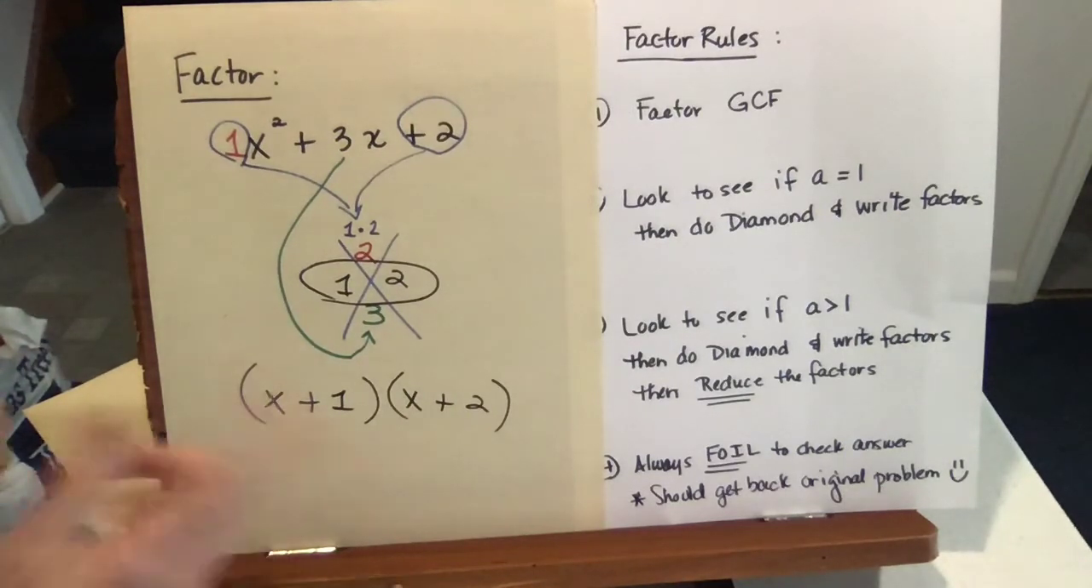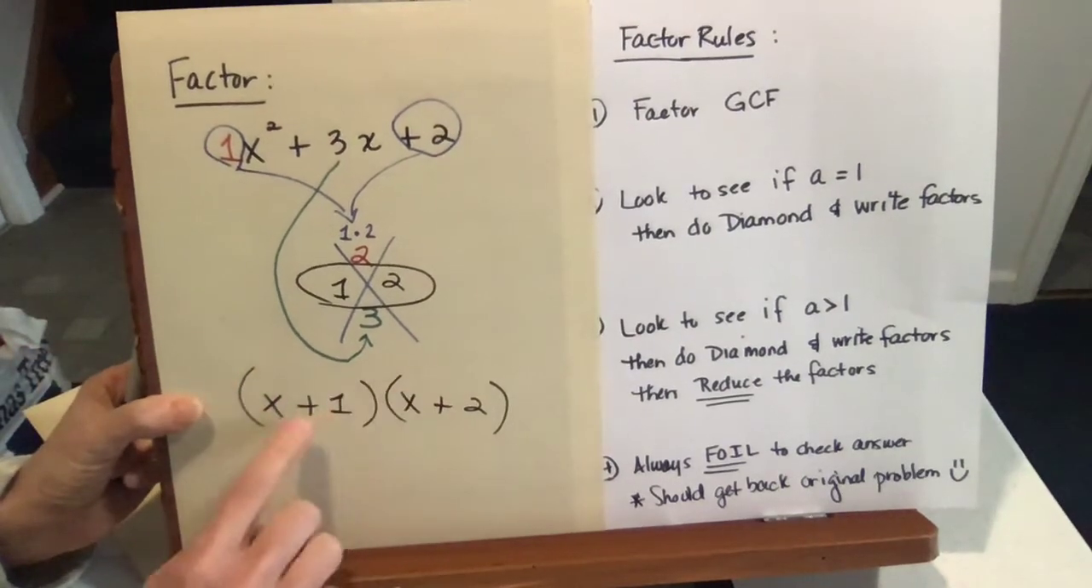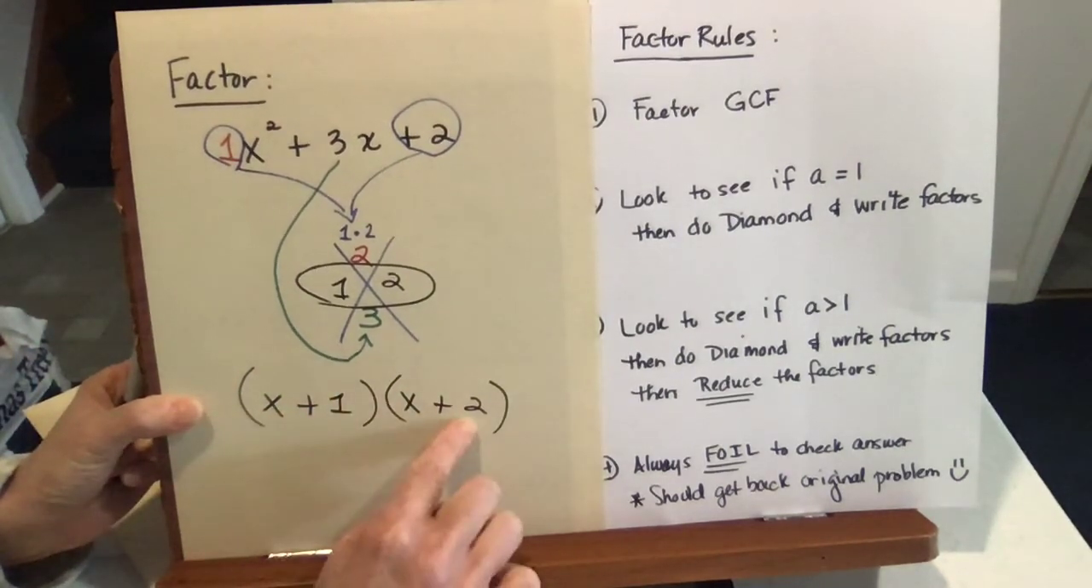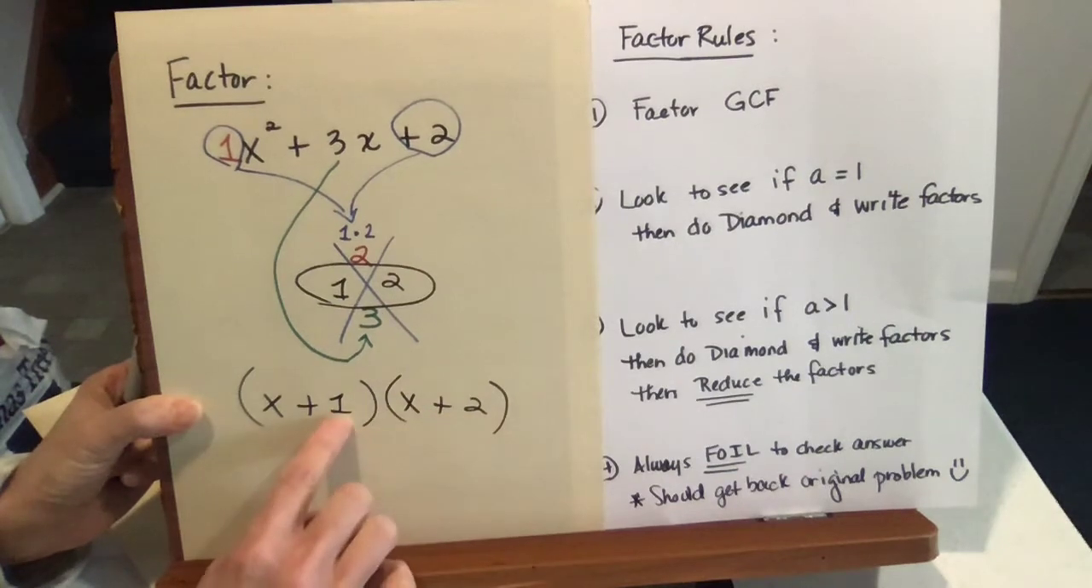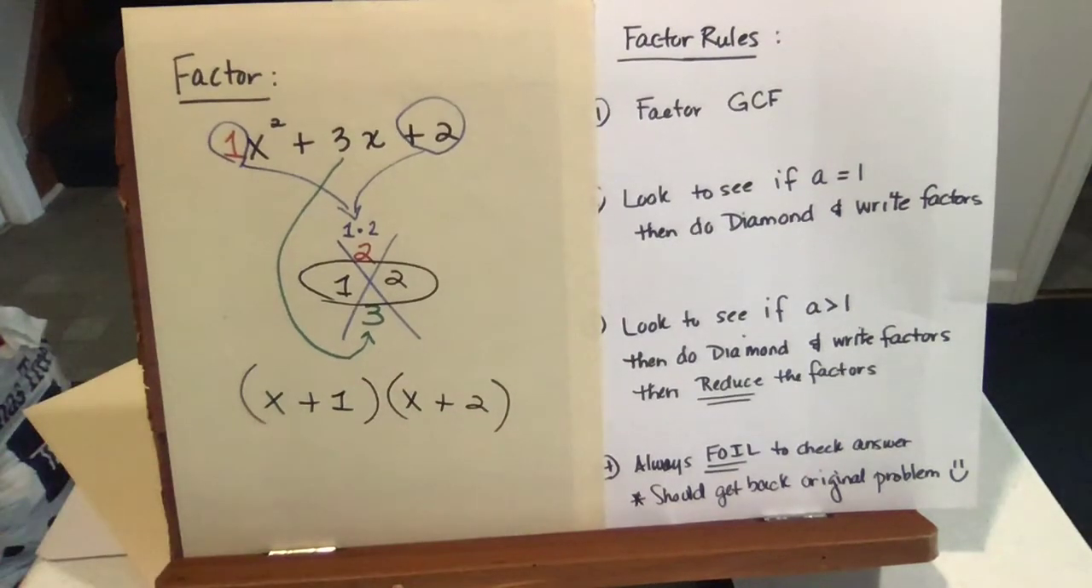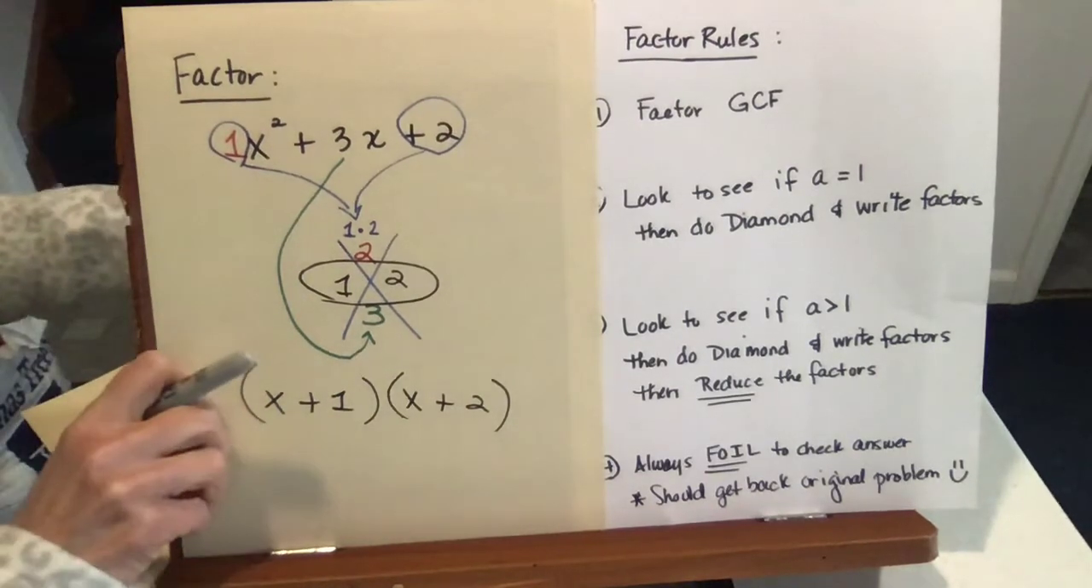Now to check it, you should always multiply back. x squared plus 1 plus 2 is plus 3, and then plus 2, okay, would be x squared plus 3x plus 2, which is what we had. All right, let's try another one. Are you ready?